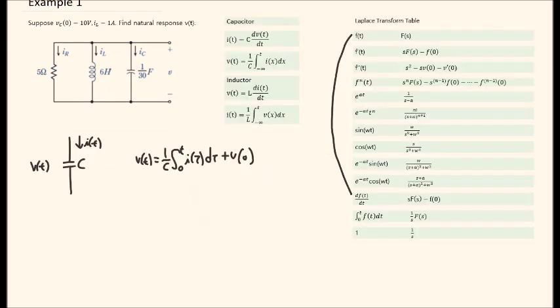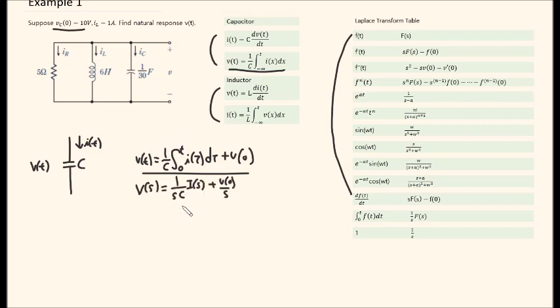Another way to solve this problem is using the Laplace transform. Let's look at the capacitor. Now here I have written the equations for capacitor and the equations for inductors. And if we take Laplace transform on both sides of this equation, the equation that we get comes in this form. Now for this part, I used this equation, and for this part, I used this equation.